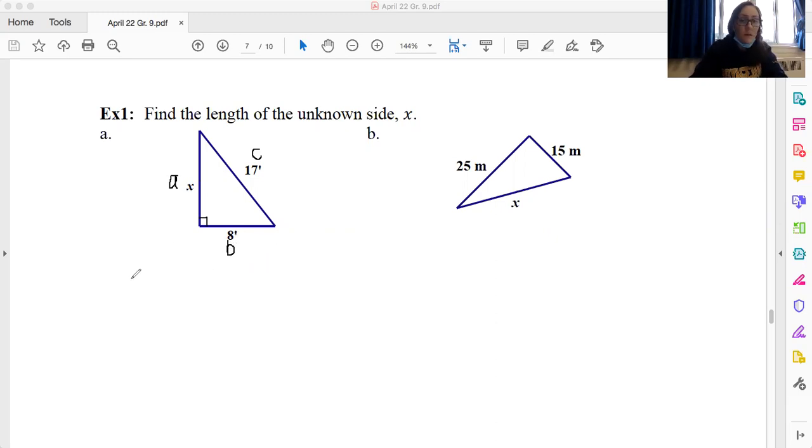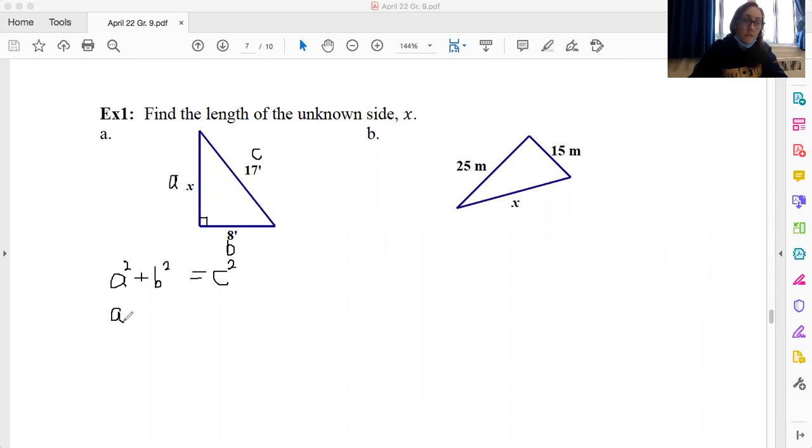Okay, so our formula, you're going to say it while you sleep tonight. A squared plus B squared equals C squared. Okay. Takes a lot of practice. So A, we don't know. That's what we're looking for.